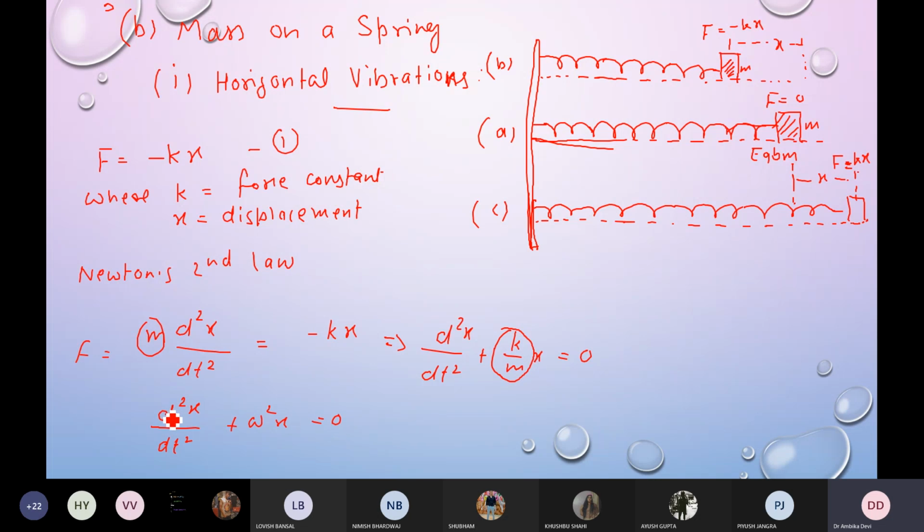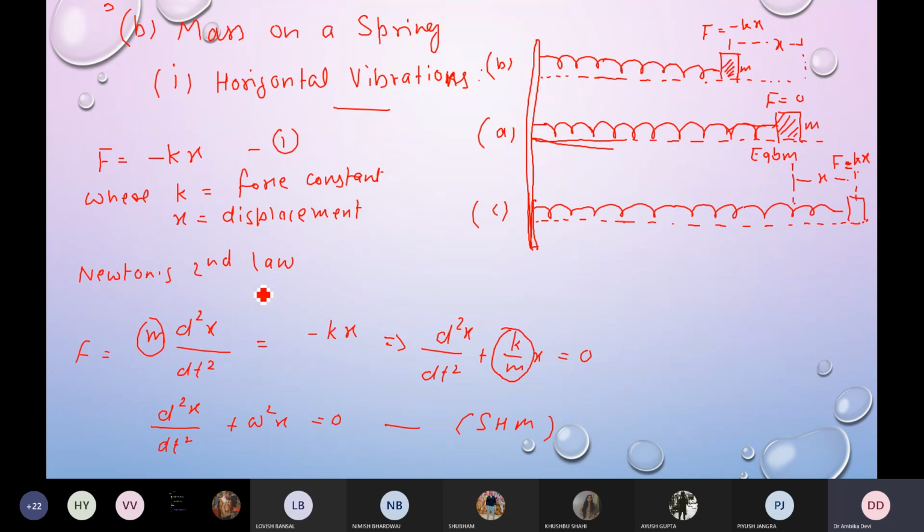Now what is this? This is the differential equation of the motion of the mass m attached to the system, and this is the equation of simple harmonic motion, right? This means that when the spring held horizontally on a horizontal plane surface starts oscillating, it possesses simple harmonic motion, right?